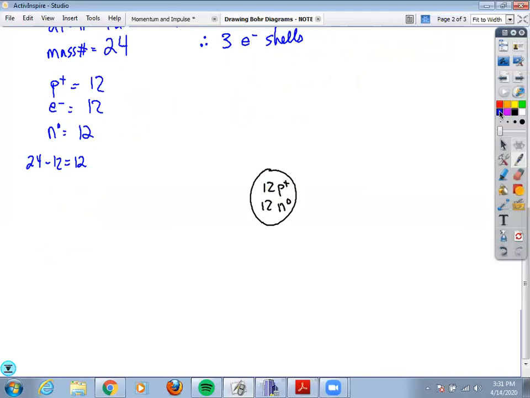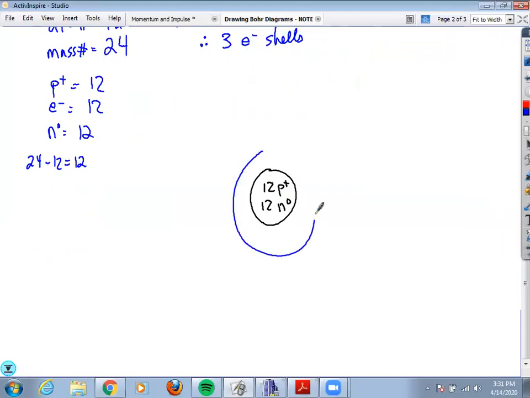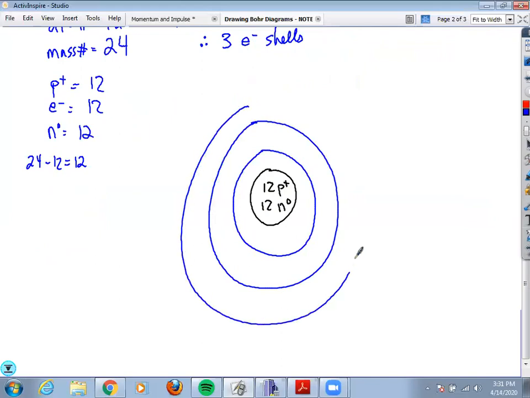And next, I'll do it in a different color. We will draw in the electron shells. There are 3 electron shells. Do your best to draw 3 circles. 1, 2, 3. And now we fill in the number of electrons.